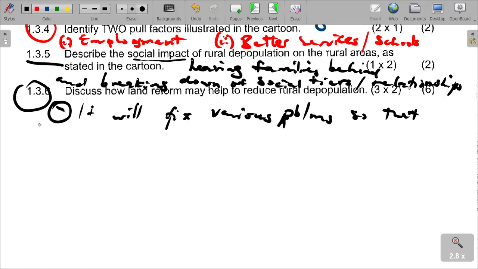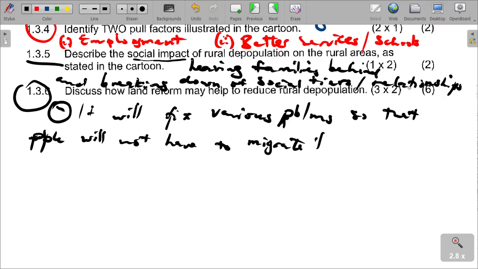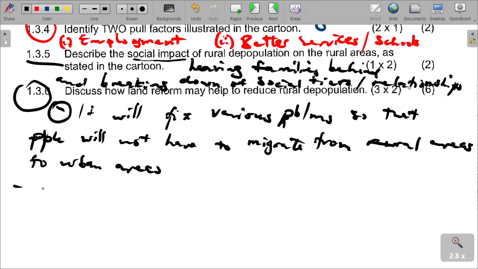so that young people, let's just say, so that people will not have to move or to travel, to migrate from rural areas to urban areas. So what are these things that are going to happen there? What are those various factors that are going to be fixed?